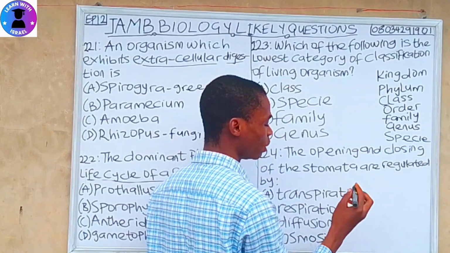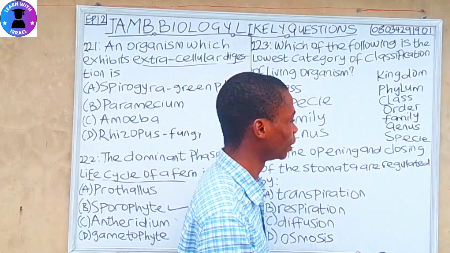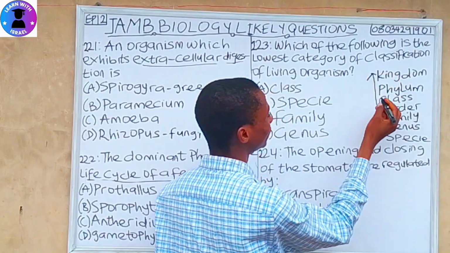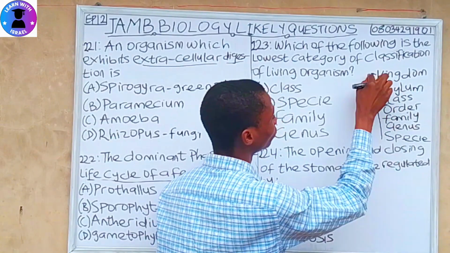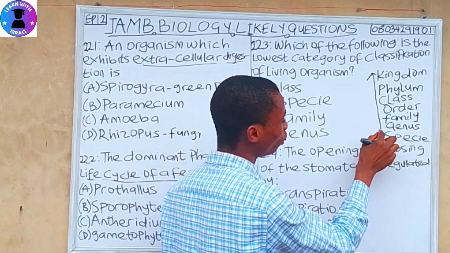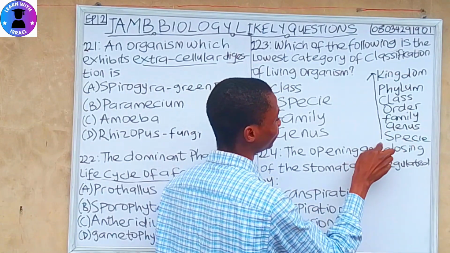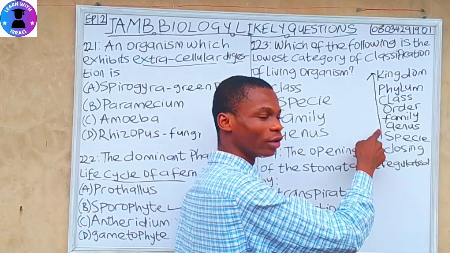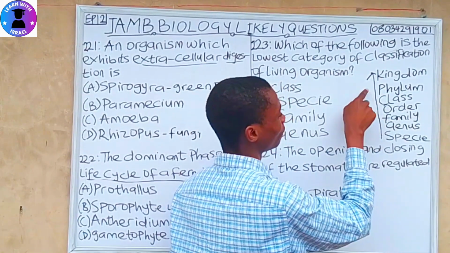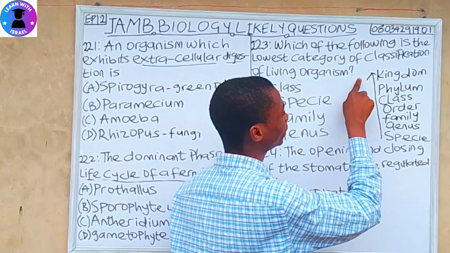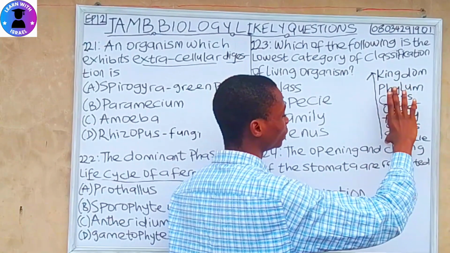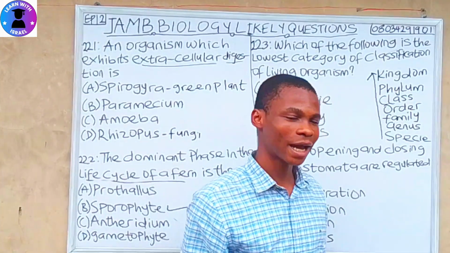So if you are going from the lowest to the highest, you start from here. This is the lowest and this is the highest. The hierarchy is starting from here to here. So this is the highest, this is the lowest. So genus is higher than species, family is higher than genus, order is higher than family, class is higher than order, phylum is higher than class, while kingdom is the overall and it's also higher than phylum to species. I hope you understand the hierarchy now.